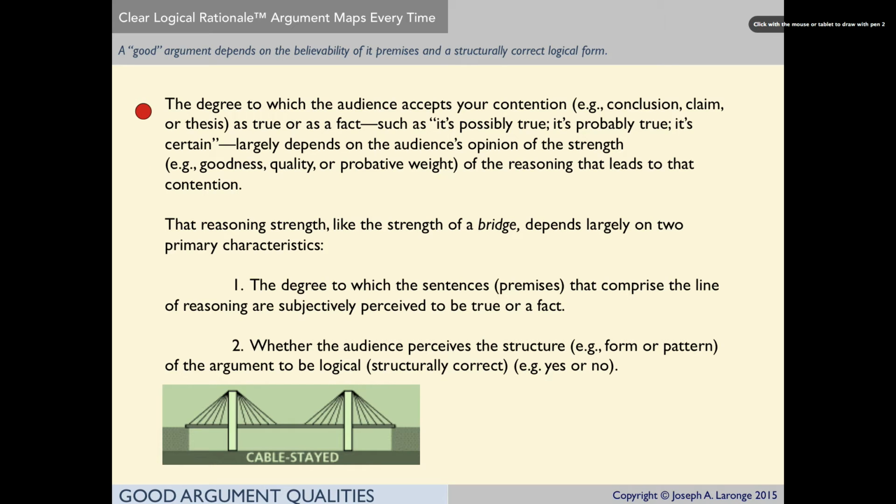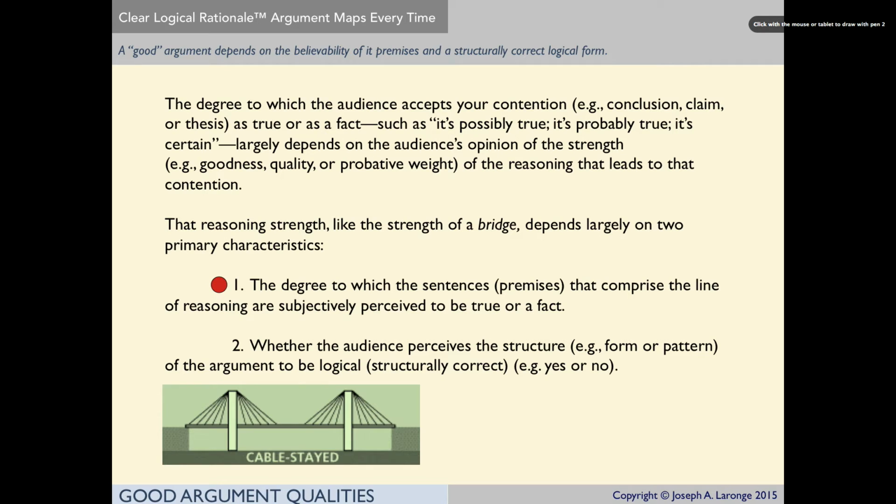So the degree to which the audience accepts your contention, remember that's the conclusion, claim, or thesis, as true or as a fact, and remember we said degree, so it could be it's possibly true, it's probably true, it's certain, largely depends on the audience's opinion of the strength or the goodness, quality, or probative weight of the reasoning that leads to the contention. And that reasoning strength, like the strength of a bridge, depends largely on two primary characteristics.